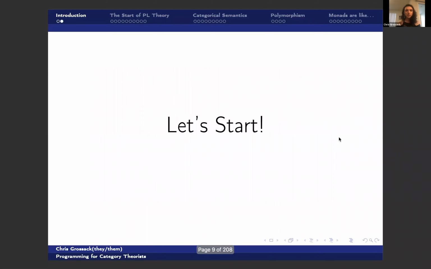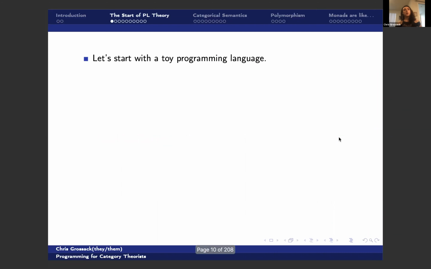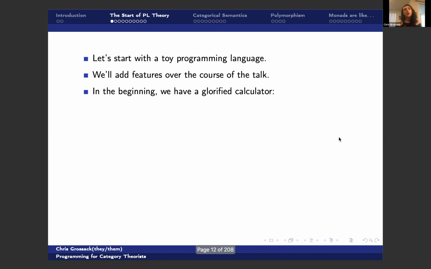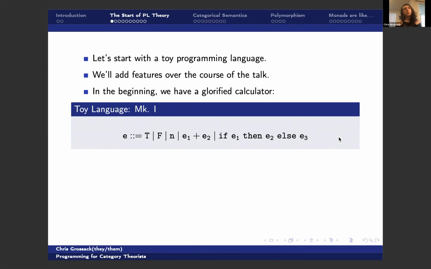Cool. So let's go ahead and get started then. We'll start out with a toy programming language, which is a glorified calculator, basically. Over the course of the talk, we're going to add more and more features that a programmer might want. And we will see that the features we add end up being categorical in nature. So, toy language Mach 1.